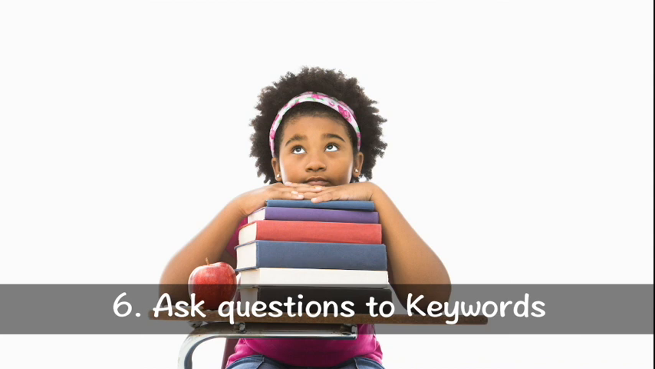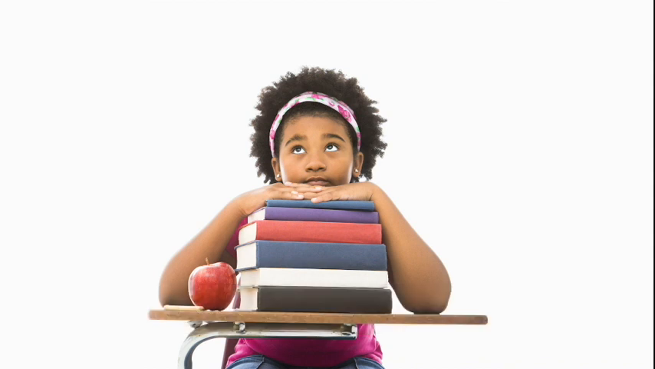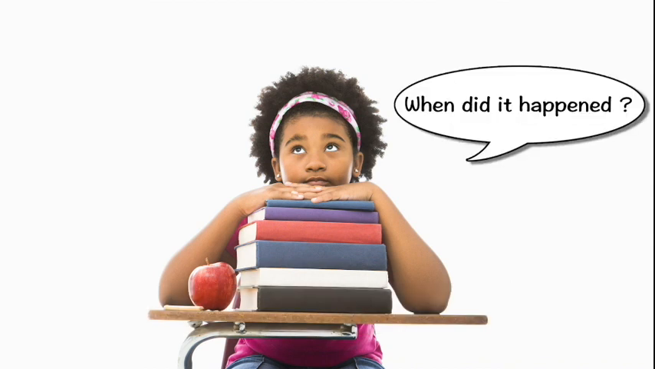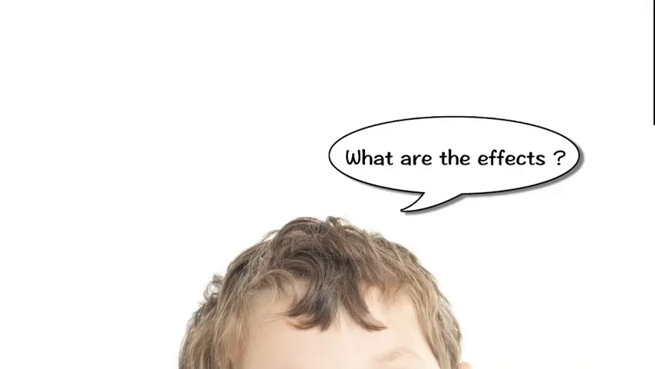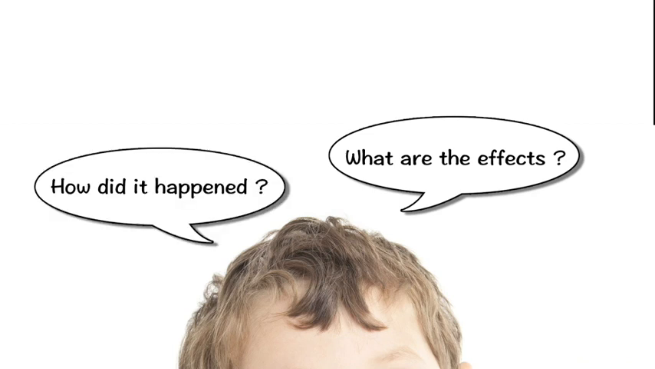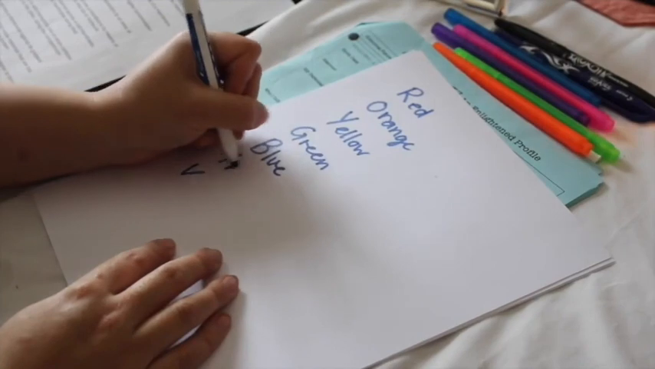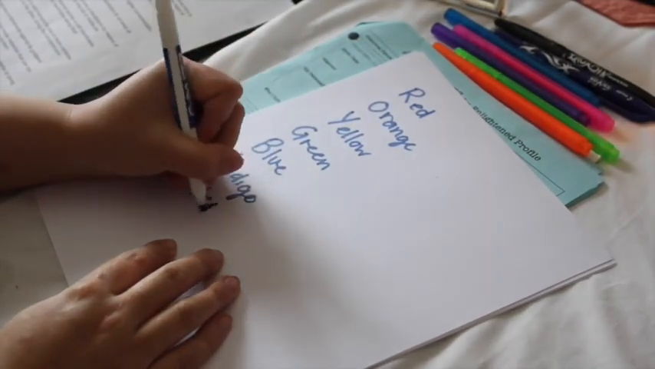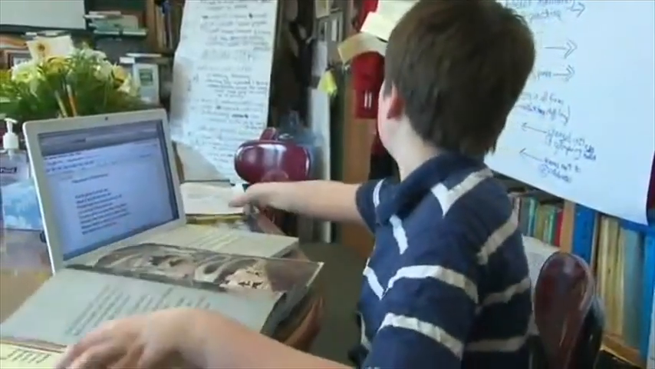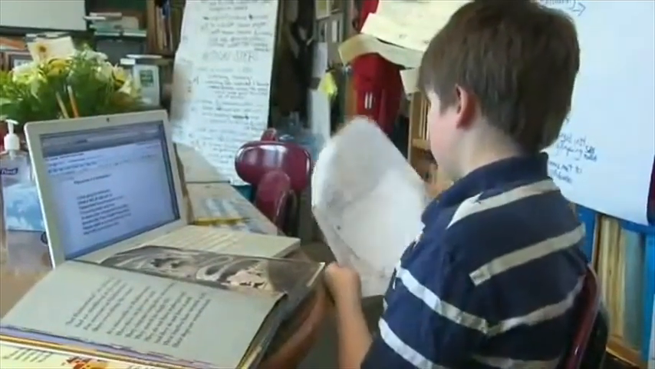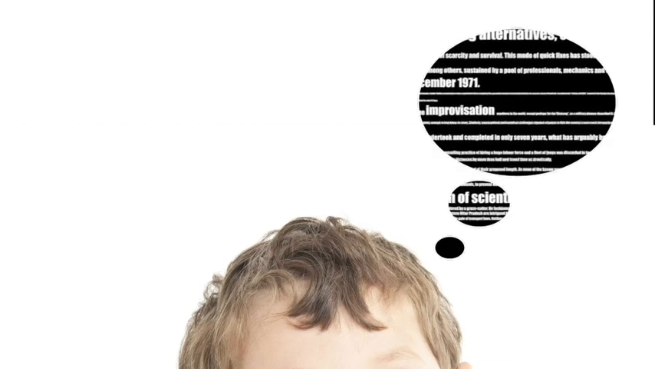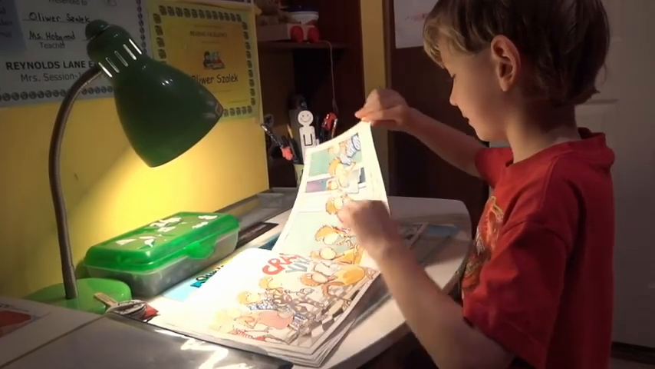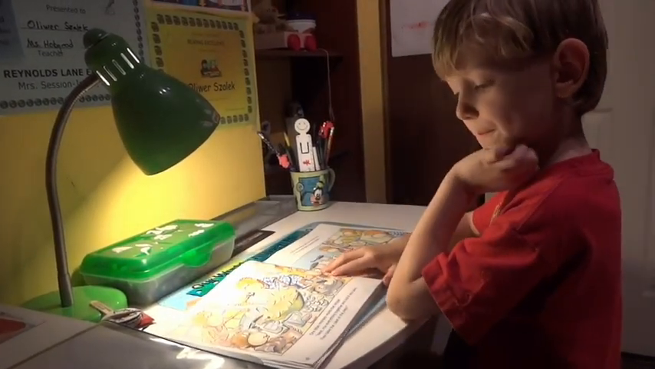Sixthly, ask questions to the keywords. Ask questions like, when did it happen? Where did it happen? Who created it? What are the effects? How did it happen? Questioning alone is not enough. You should be able to get the answer from your mind. If you're not getting the answers, immediately don't look into your textbooks. Puzzle your mind for some time. Keep thinking. Finally, verify the textbook and cross-check with the content.